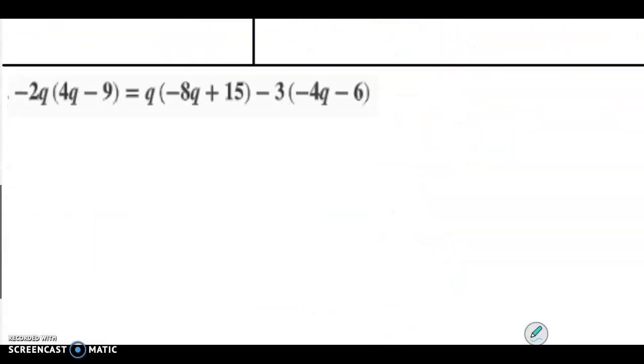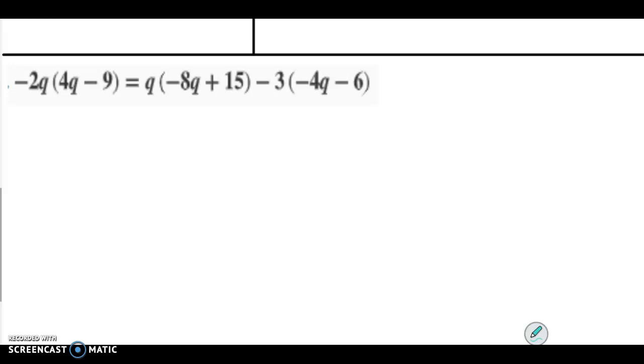Okay? One more. There actually are going to be distributive steps in every piece of this. So -2q times 4q is going to be -8. Now q times q is going to be q squared, -8q squared. Be careful with that first one. Then -2q times -9: -2 times -9 is a positive 18, and then there's just that one q involved.